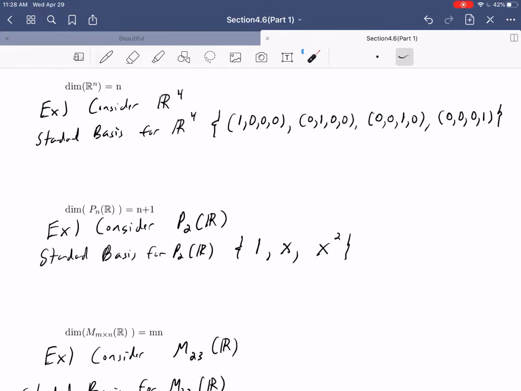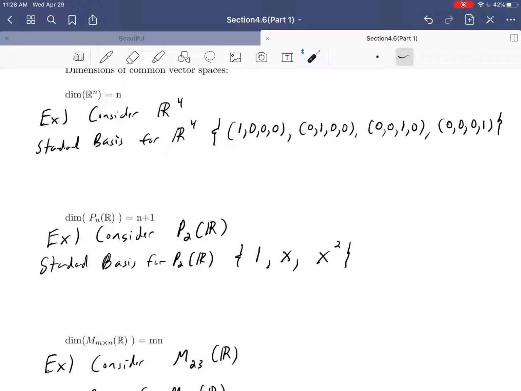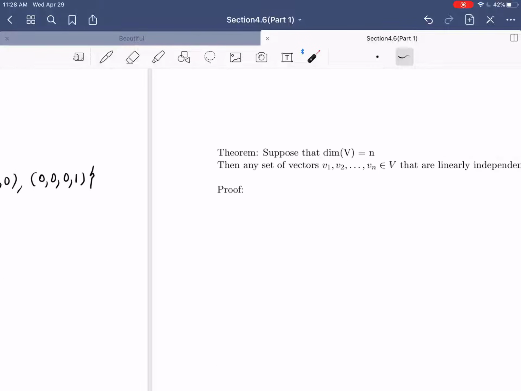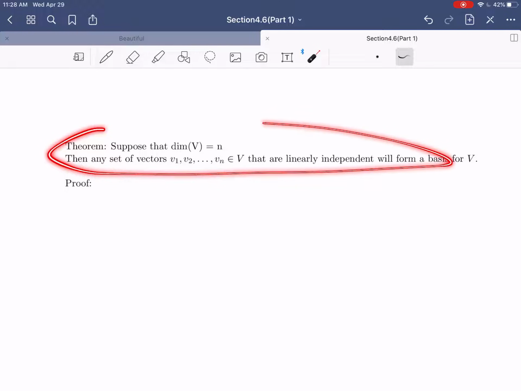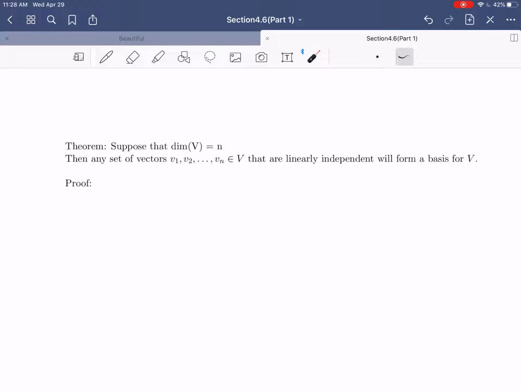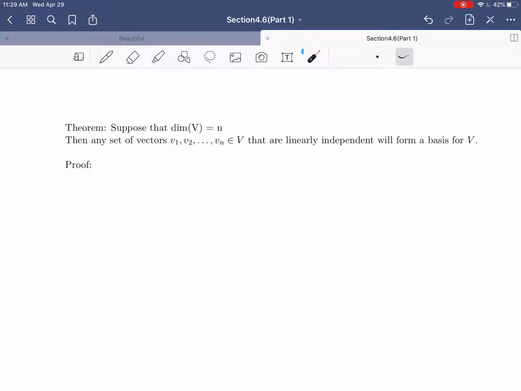All right, so now you have seen some standard spaces and their standard bases here. We want to talk a little bit more about some other follow-ups to the concept of basis. So let's prove a couple more important theorems here. We're going to suppose that the dimension of V is equal to n, and we're going to show that if you have any set of n vectors that are linearly independent, they will automatically form a basis.